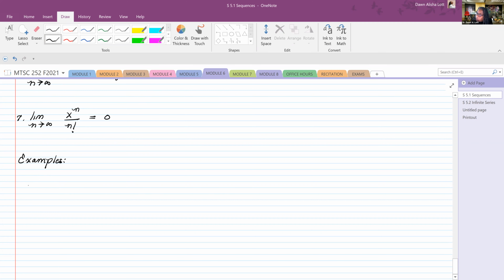Okay, so 1, a_n is the natural log of n squared over n. The question is, does this sequence converge or diverge? Does this sequence converge or diverge?